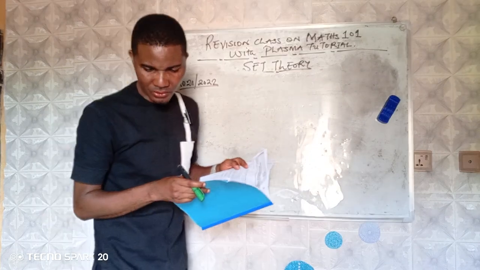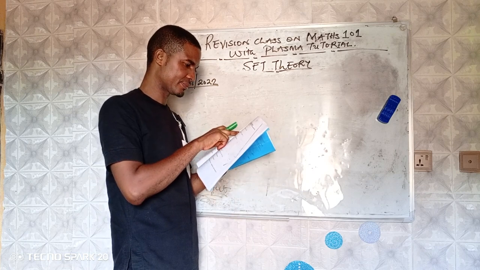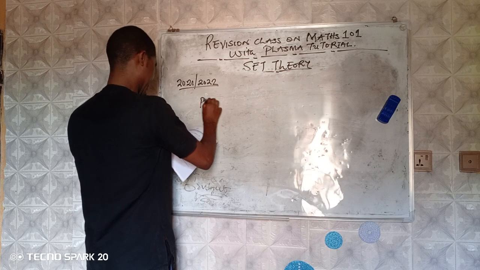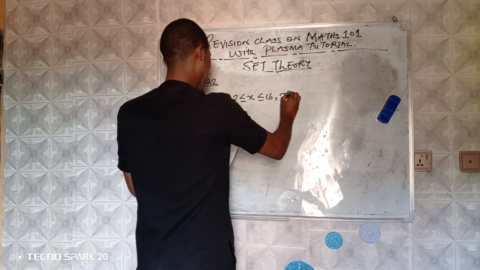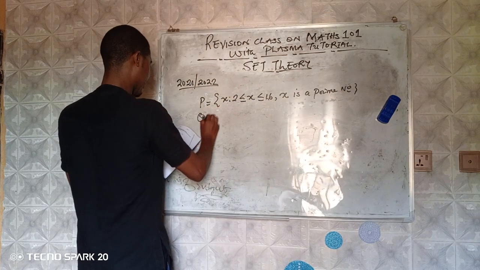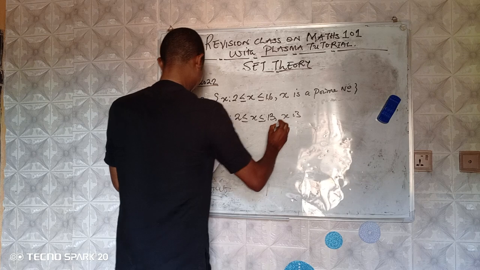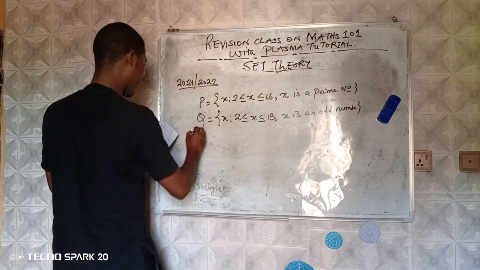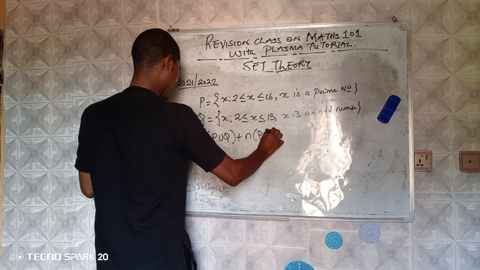Okay, then the next question looking at us is question number 7 in section B. It says that P is equals to X such that 2 is less or equals to X, less or equals to 16, while X is a prime number. Q is X such that 2 is less or equals to X is less or equals to 13, X is an odd number, okay? The question now says we should find n(P union Q) plus n(P intersect Q).